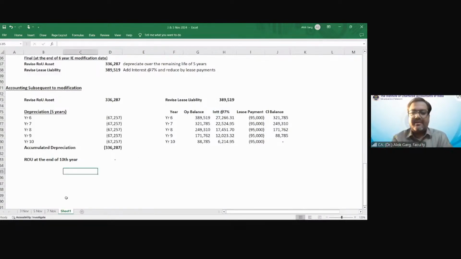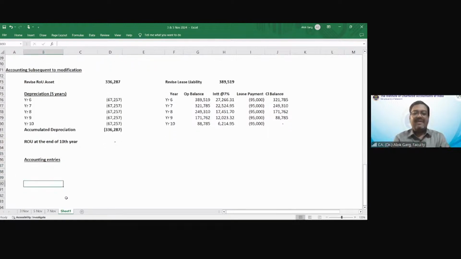चलो कर देते हैं एक बार, ठीक है? One student is asking. Accounting entries. Depreciation की accounting entry फटाफट बताओ. Depreciation account debit, to ROU accumulated depreciation. Debit to depreciation, credit to accumulated depreciation.